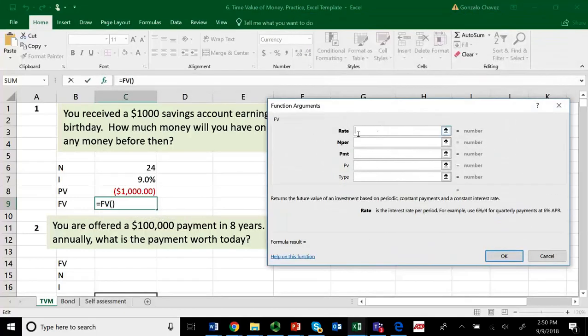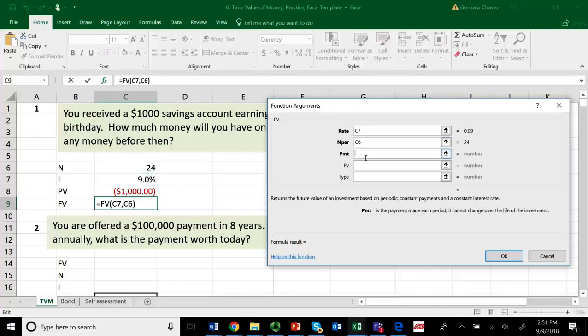Then it says, okay, give me the rate. So you just click on the cell that has the rate. Which of these has the interest rate? Right here, 9%. Notice that the cell reference immediately appears here. It says what number of periods, how much is that? Just click on the cell that contains the number of periods. This is why it's so important to be very structured, okay?